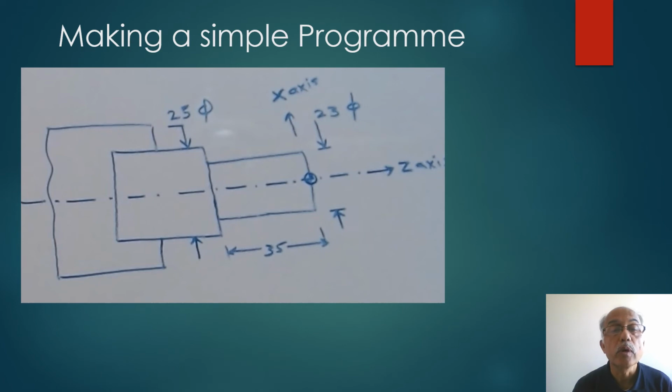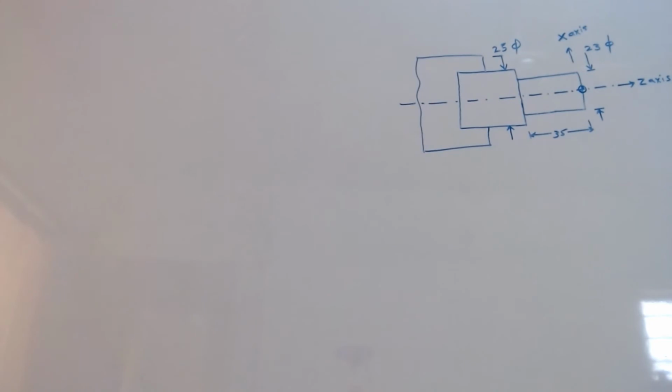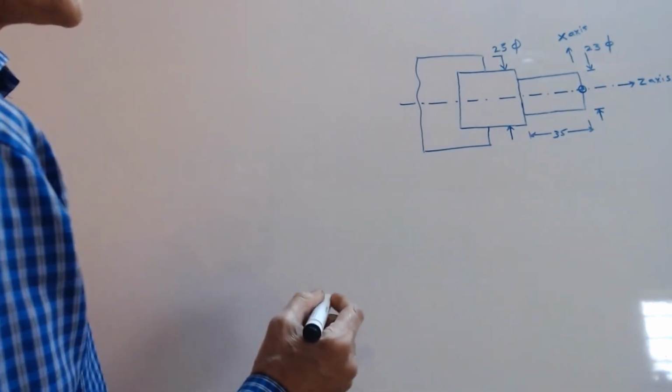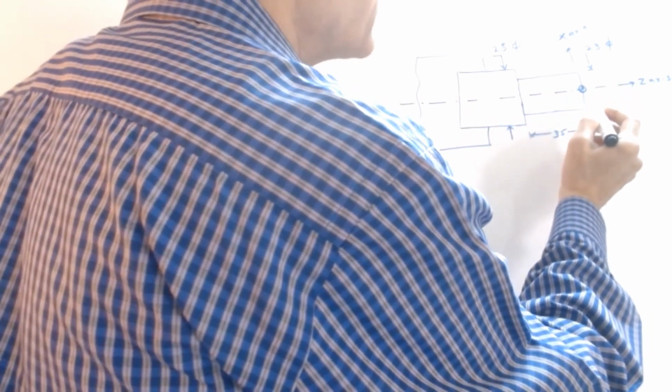Now we'll make a program for this drawing. In this drawing, the diameter is to be reduced from 25 mm to 23 mm for a length of 35 mm. So one step turning and one facing operation is there in this drawing. Now we'll make the CNC program for this job. First we will take a cut on the face and then we will make a program for one cut on the diameter.